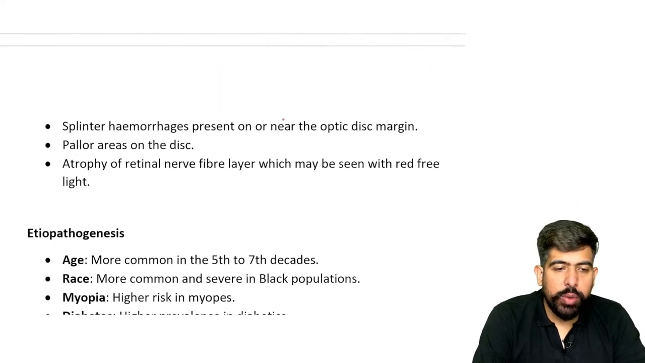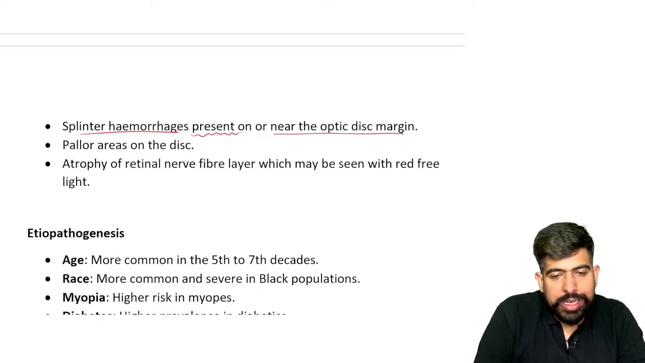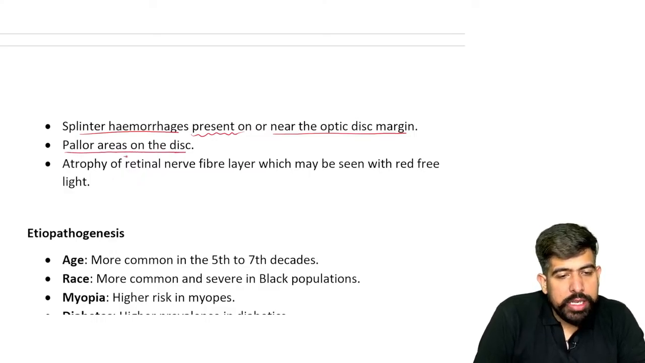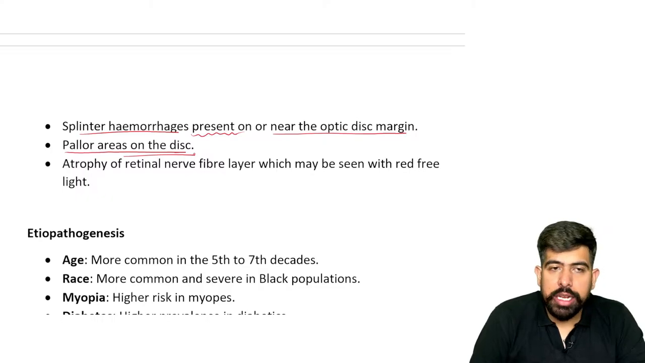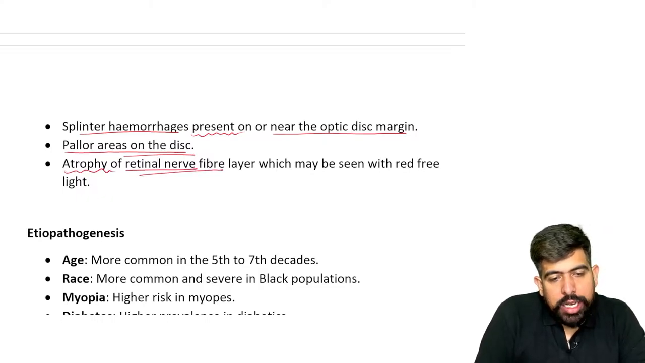And you can see here also that splinter hemorrhages may be present near the optic disc margin. Some particular hemorrhages will be seen, along with pallor of the disc areas, right? And atrophy of the retinal nerve fiber layer may be seen with red free light, right?